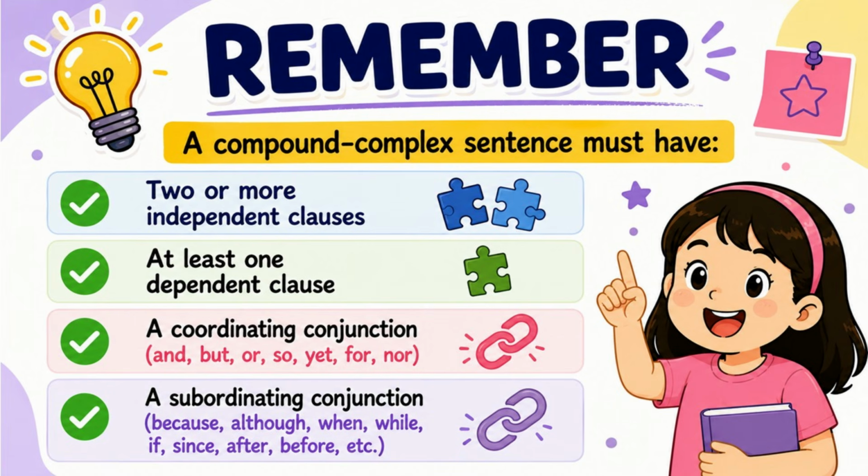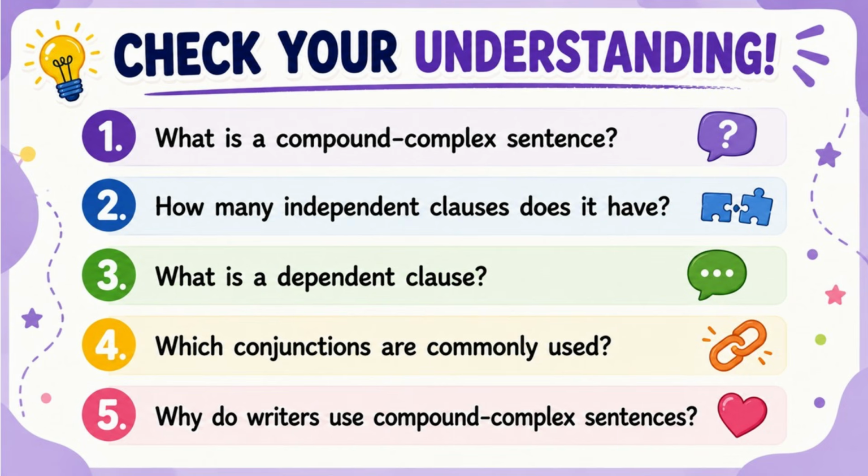"when." Remember, a compound complex sentence must have two or more independent clauses, at least one dependent clause, a coordinating conjunction, and a subordinating conjunction. Let me check your understanding. What is a compound complex sentence? How many independent clauses does it have? What is a dependent clause? Which conjunctions are commonly used? Why do writers use compound complex sentences?